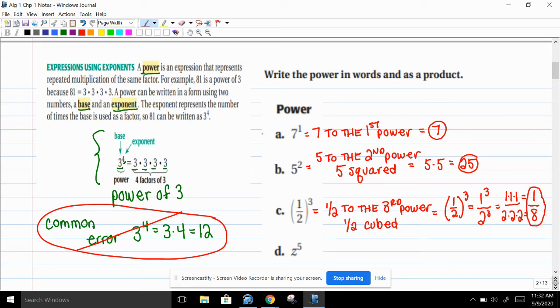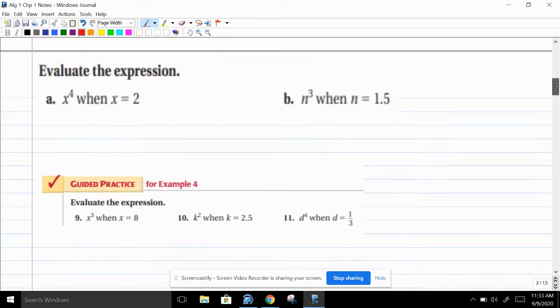And then that last example down there, z with a little 5, that is z to the 5th power, which would be 5 factors of z. I can't go any further with that, obviously, because that is a variable, so I can't multiply them because I don't know what z represents. So those are just some basics with exponents. Moving on to the next page here.